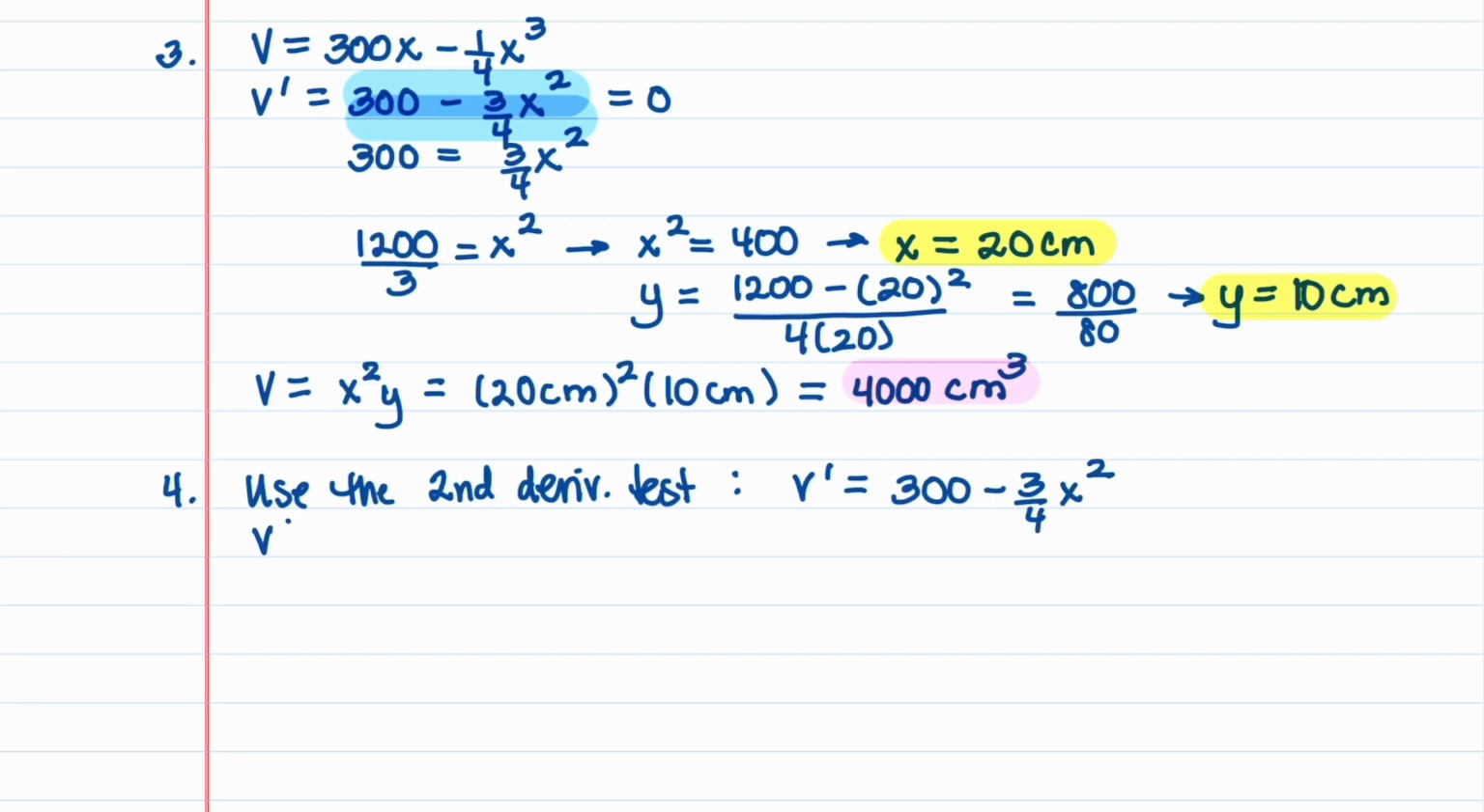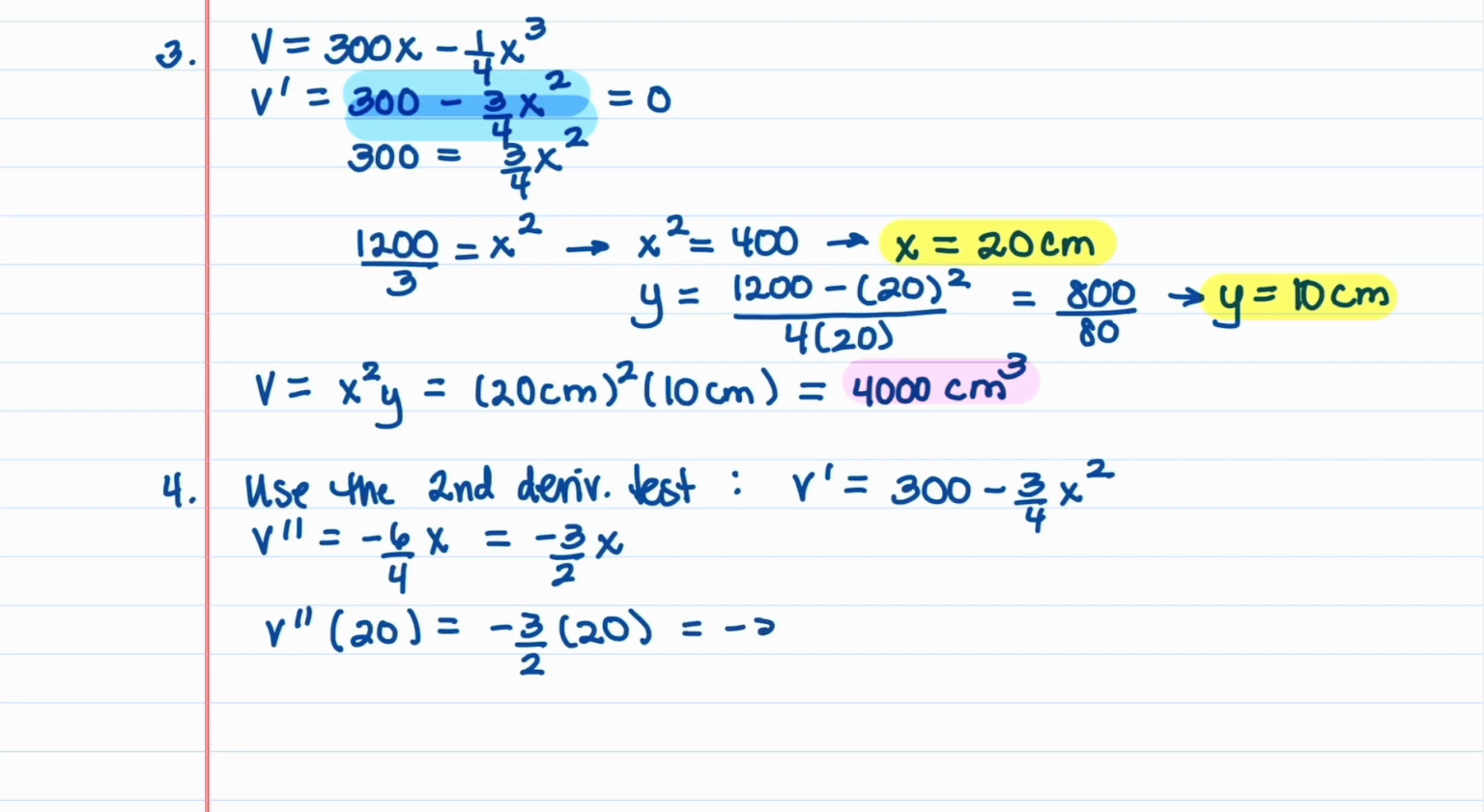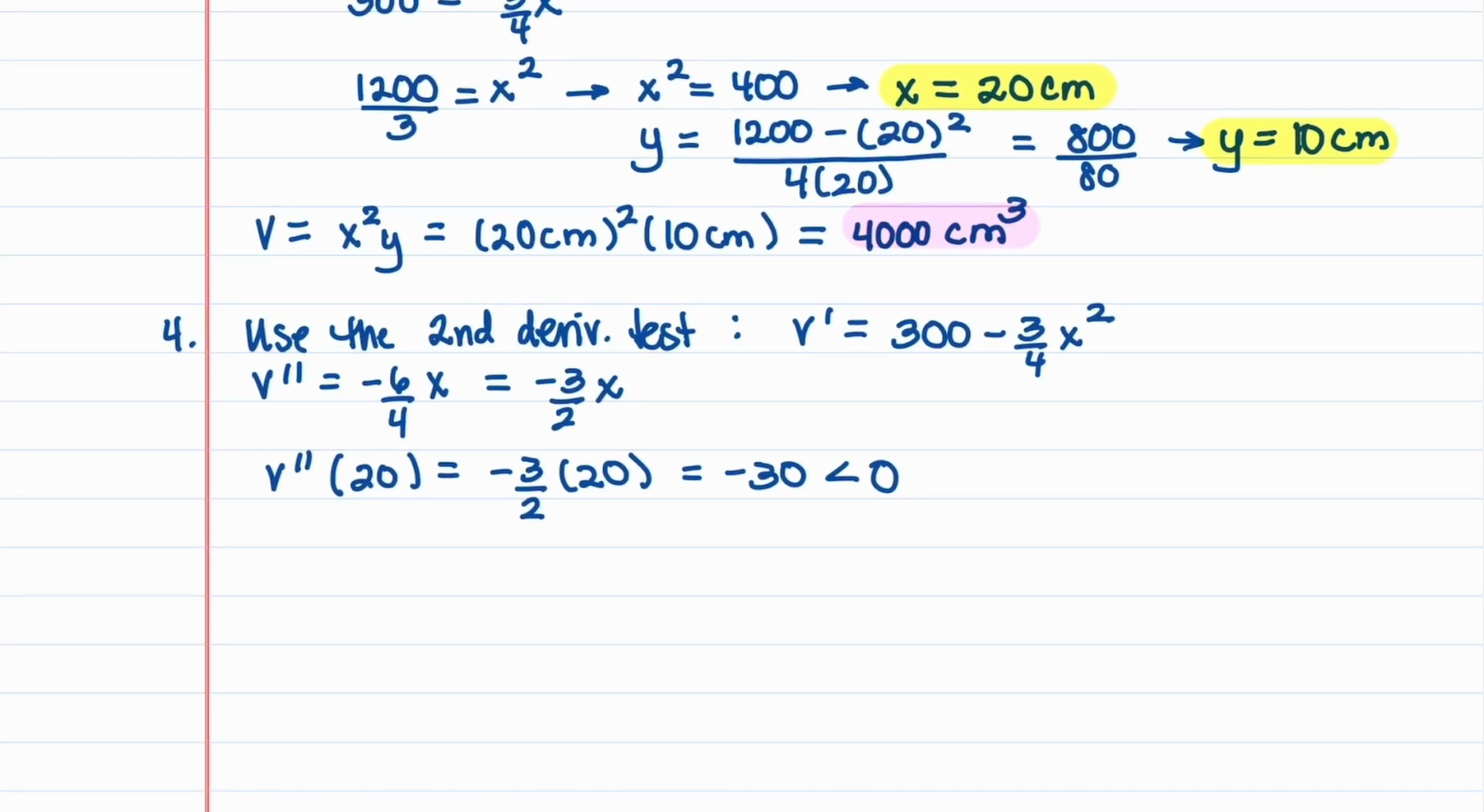Let's go ahead and find v double prime. It is equal to minus 6 over 4x, which is minus 3/2 x. Now we're going to substitute in that x is equal to 20 centimeters. So we'll say v double prime at 20 is minus 3/2 times 20. And this is minus 30, and it's less than 0. We really don't care what the number is. We just need to know if it's positive or negative. Because it's negative, our function is concave down, and we have a max.